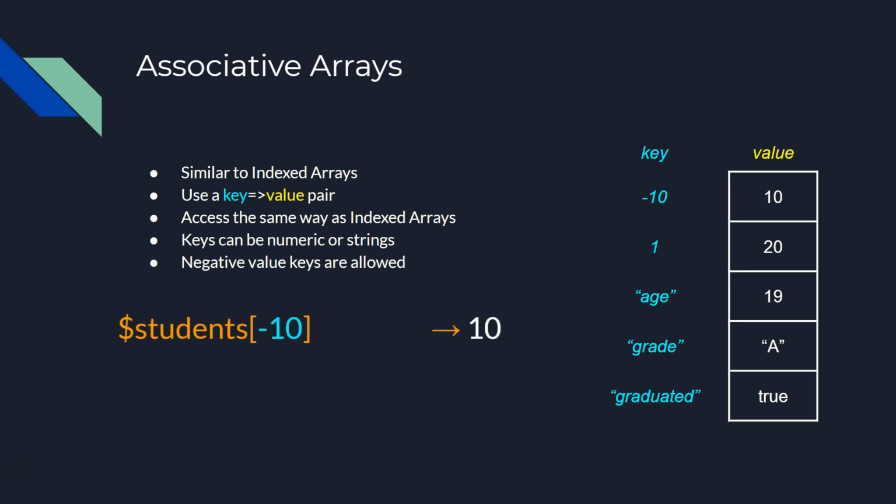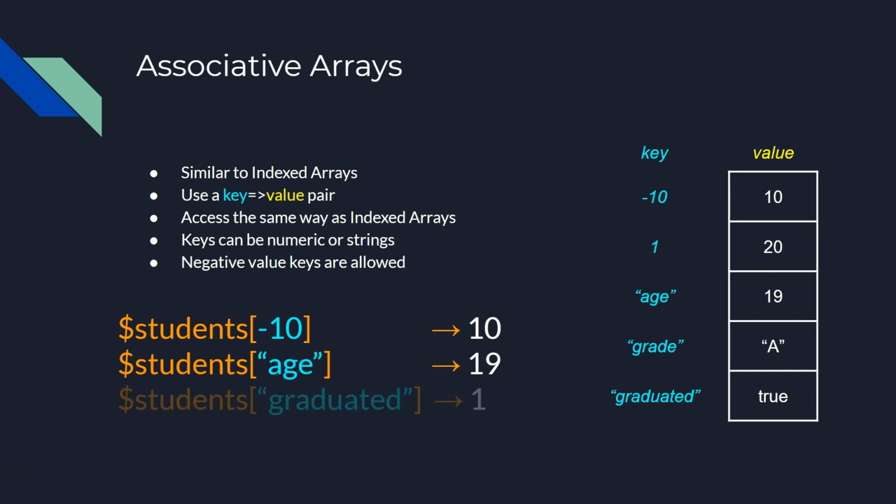So for example, if I print out the value, I access the negative 10 key, then the string of age for the index, and I get the value of 10, and for graduated, I get a value of 1. And you notice again, you don't get a value of true or false. In PHP, you get a value 0 for false, 1 for true, unlike other languages.